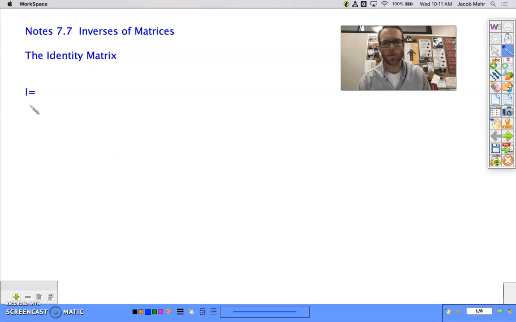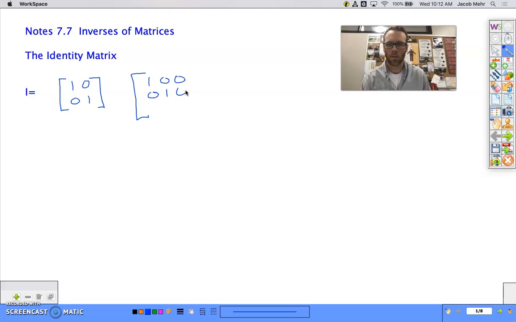So the identity matrix, which we just call with a capital I, that's how we name it. It's different for each size, but if we had a 2x2 matrix, the identity matrix looks like this. And it looks pretty familiar to you because that looks like reduced row echelon form, doesn't it? If it's a 3x3, the identity matrix looks like that, and you can imagine what the 4x4 and so on would look like.